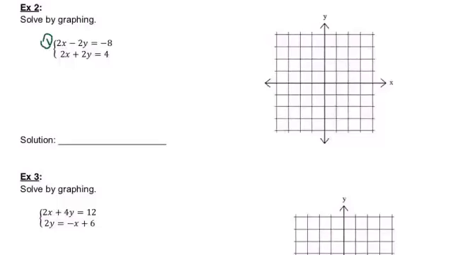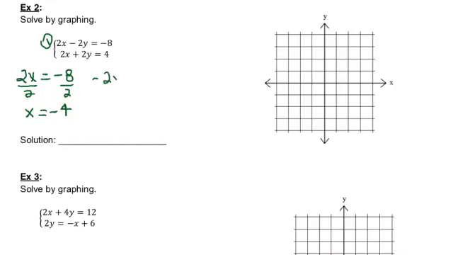We have 2x minus 2y equals negative 8. Again, we're going to find the x and y intercepts, and we're going to use that to graph. To find our x-intercept, remember we make y equal 0. So we get 2x equals negative 8. We divide by 2 to solve, and x equals negative 4. To find our y-intercept, we make x equal 0.